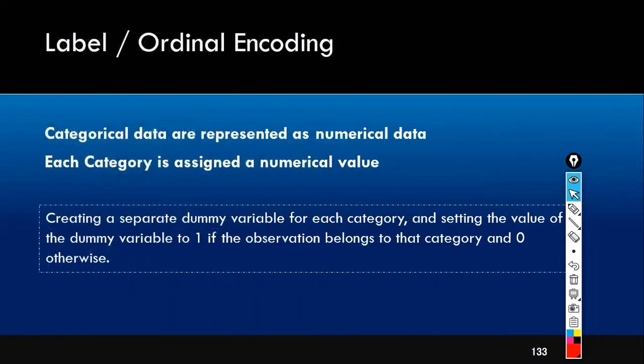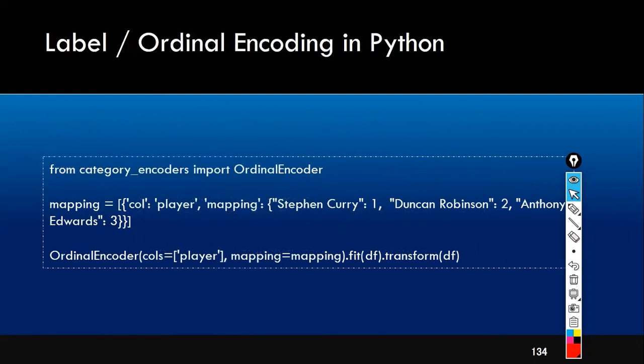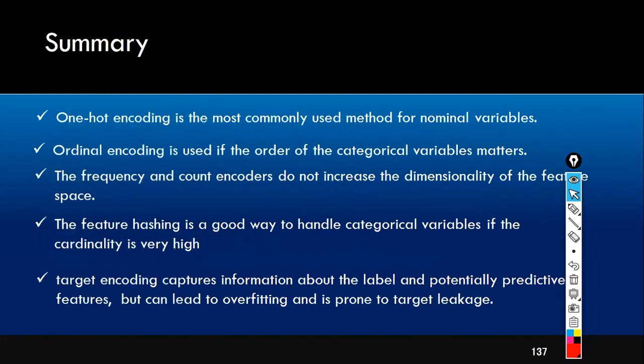What else do we have? Ordinal encoding we have also seen, where each category is assigned a numerical value, in this case label. How can we implement them in Python? I have mentioned the script here, the package name, and all the options. Target encoding I'm not going to talk about now, because at this moment this is sufficient. There are a lot of other techniques such as feature hashing, which I will probably cover later in the interest of time, but these are the important things.